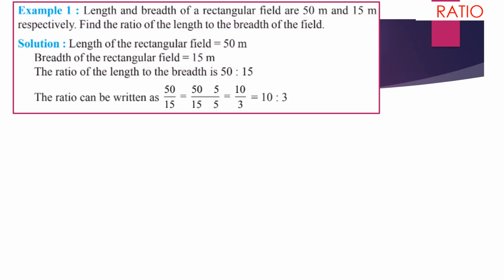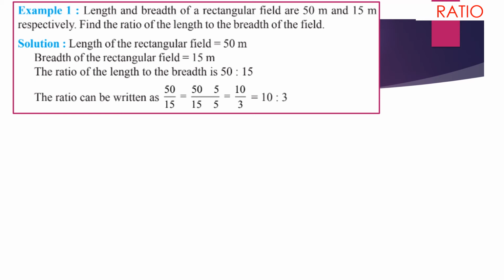Example 1. Length and breadth of a rectangular field are 50 meter and 15 meter respectively. Find the ratio of the length to the breadth of the field. Here we need to find out the ratio of length to breadth. For that, first of all, we need to write length of this rectangle, that is equal to 50 meter. Breadth of the rectangle is 15 meter.